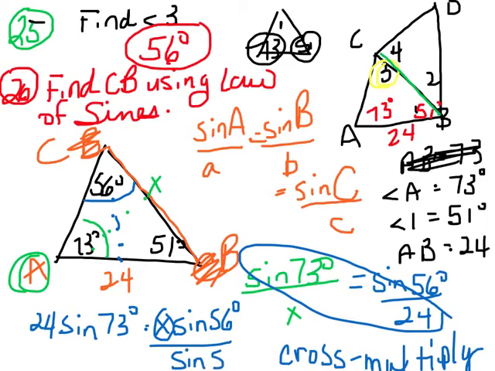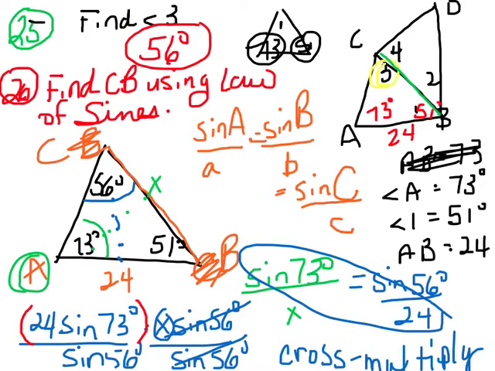Now that crosses out, and that means X is just this stuff divided, in the calculator. The thing you have to be careful about when you put it in the calculator is to put the whole thing on top in parentheses, then hit your division button for the fraction bar, and then type in sine 56.